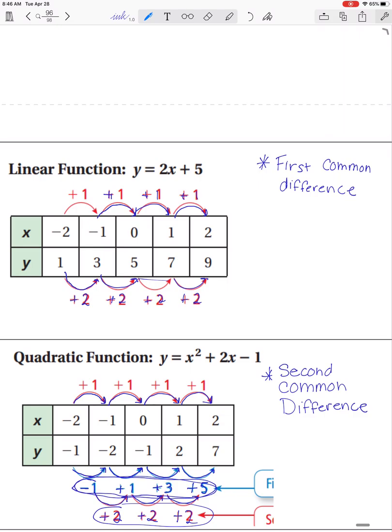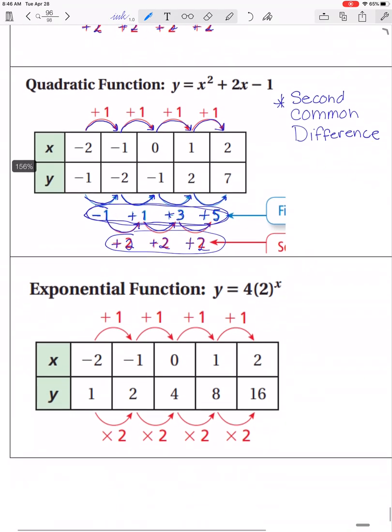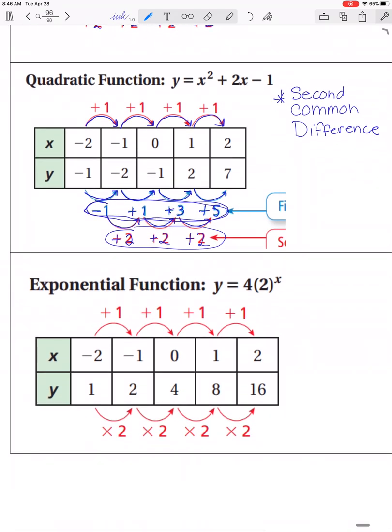So let's take a look now at the exponential function. So again, look, we have our exponent is our x here. So that's how we know it's exponential. So if we look at our x's, we first, again, how do we go up? We're going up by 1s. But the y's is really what's going to be important here. So if you notice, how do I go from 1 to 2, 2 to 4, 4 to 8, 8 to 16?